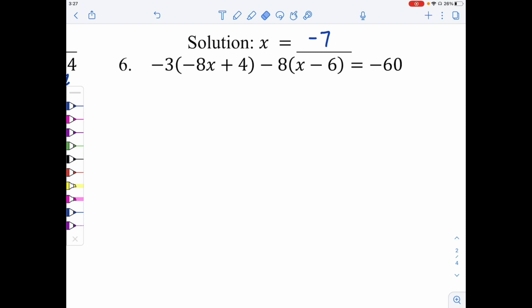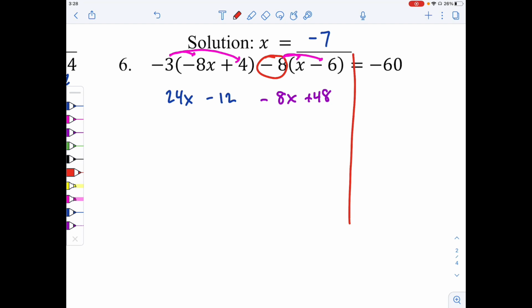So this one we're going to distribute. Right, distribute negative 3 to the negative 8. We get positive 24x. Negative 3 times 4, negative 12. Then we're going to distribute negative 8. Remember our signs. Negative 8 times x, negative 8x. Negative 8 times negative 6, positive 48. And we have our equal sign. So we have equals, and we still got that negative 60 on the right. Bring that down.